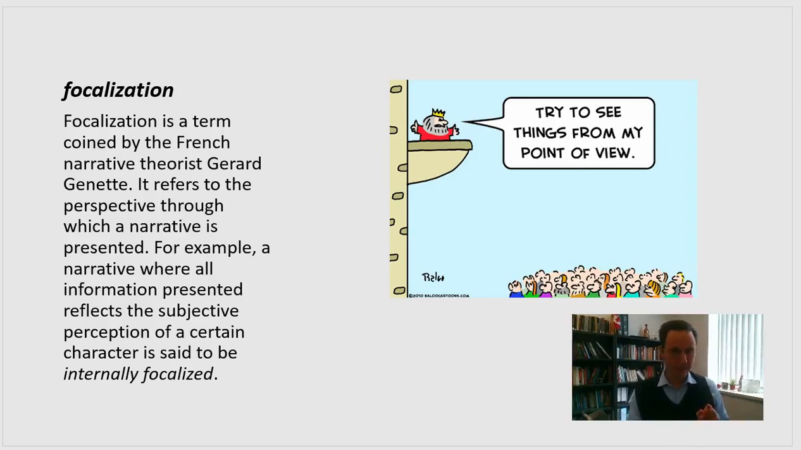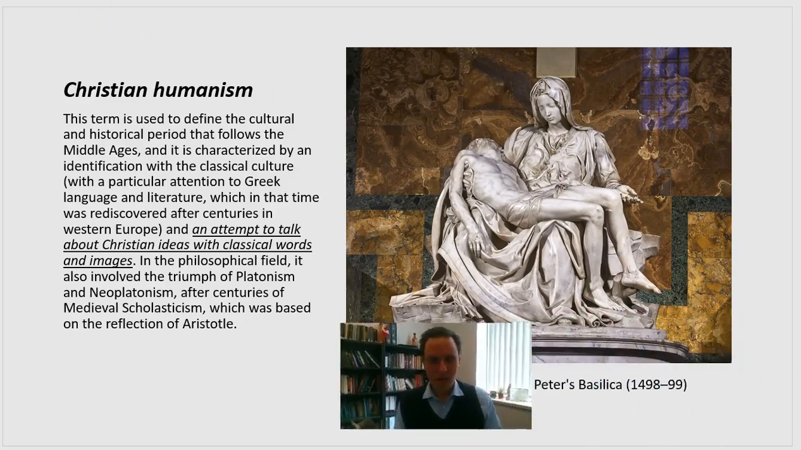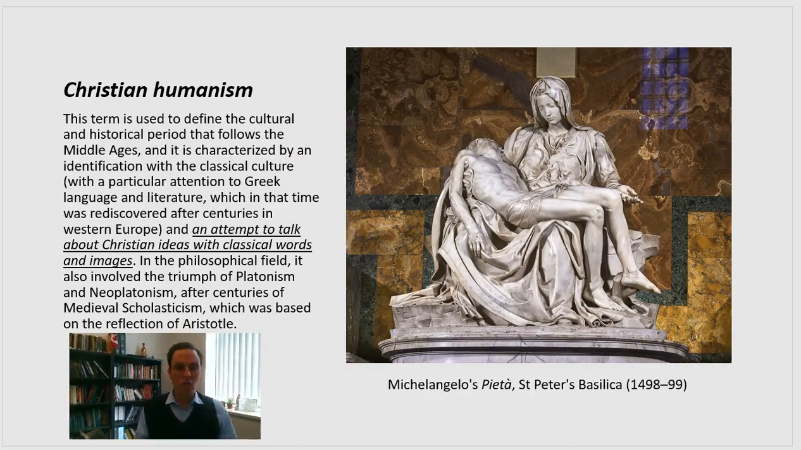Another idea that we need to revisit when thinking about Paradise Lost is Christian humanism. In some respects, Paradise Lost might be the quintessential work of English literary Christian humanism. Christian humanism, this term is used to define the cultural and historical period that follows the Middle Ages, and it is characterized by an identification with the classical culture, with a particular attention to Greek language and literature, which at that time was rediscovered after centuries in Western Europe. Now, that's been going on for a couple hundred years already by Milton's time, but these things started in Italy and percolated their way up.